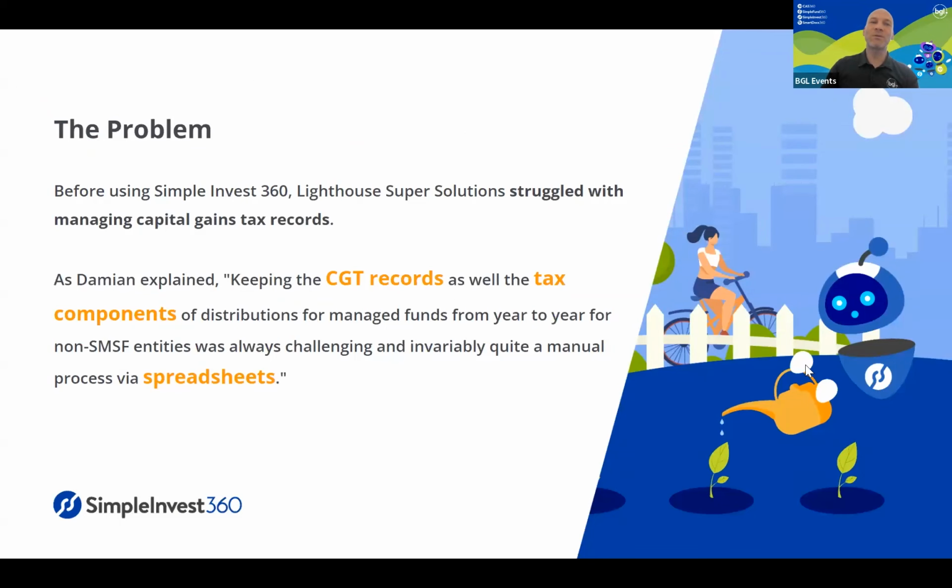So the problem that Damien was facing before using Simple Invest 360 is that he was struggling to manage capital gains tax records. Of course, they're using Excel spreadsheets. They're keeping the CGT records as well as the tax components of distributions for managed funds from year to year in a very challenging Excel spreadsheet. Of course, that's a very manual process.